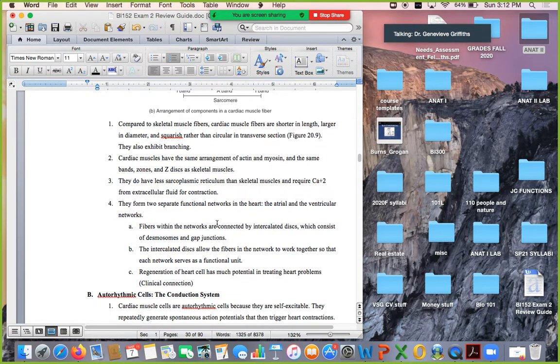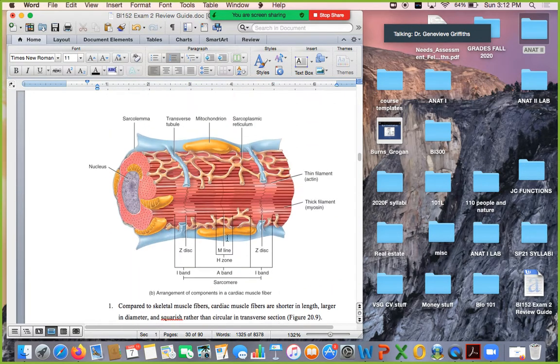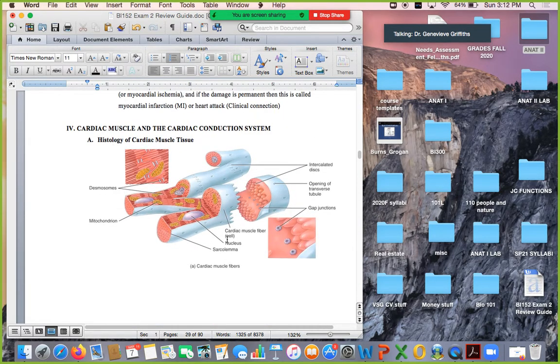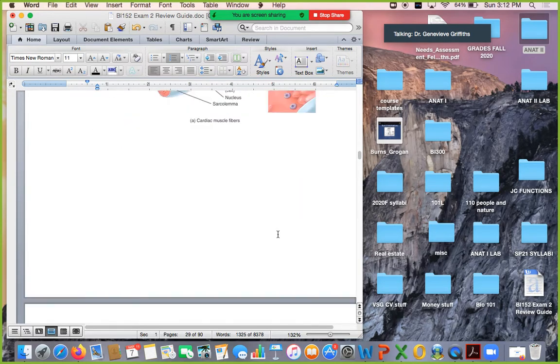Now, we have different functional networks in the heart, the atrial networks and the ventricular networks. And this is important because we have to have contraction occurring at different times. And these are going to be connected by intercalated discs. So these fibers, again, are connected by these intercalated discs. They have both desmosomes and gap junctions that are going to allow for connection as well as communication.